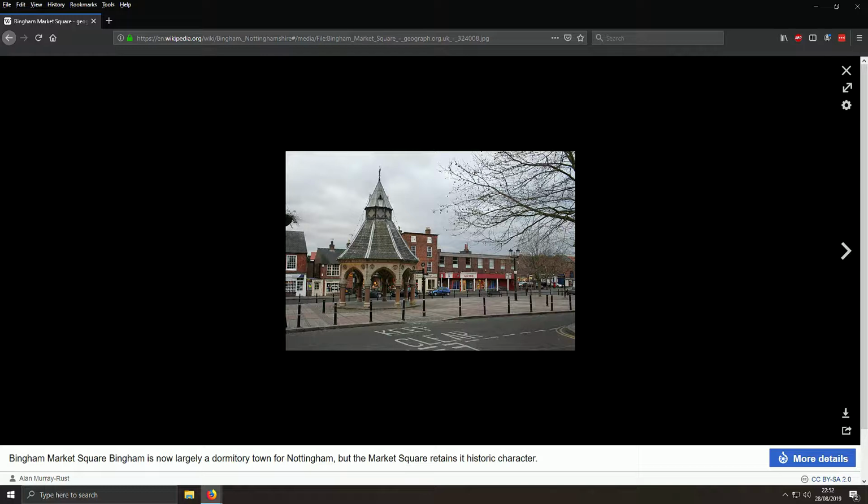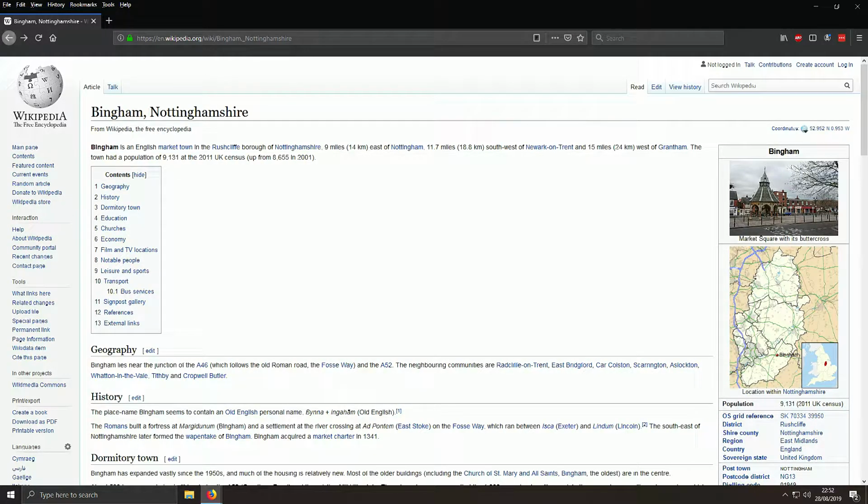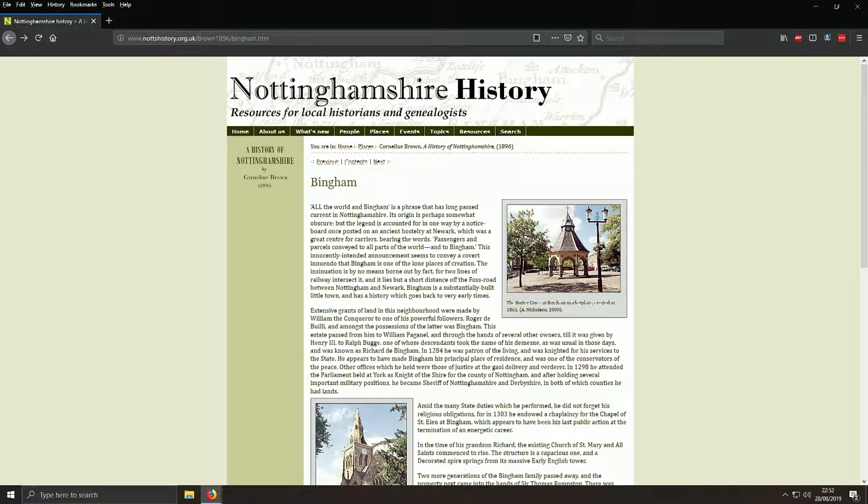Now, this says it's a market cross, but the website's Wikipedia Knots History say it's a buttercross. So some say it's a market cross, some say buttercross.